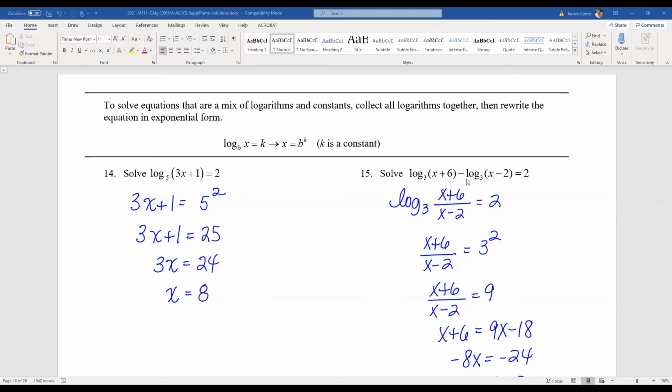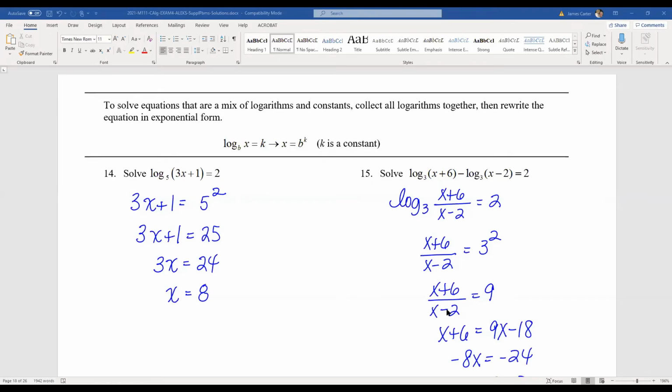Over here, I have 2 log terms. I have to simplify that to a single logarithm. They're both base 3, so I can use the division property to simplify this expression. That gives me the x plus 6 over the x minus 2, all log base of 3. Now we're going to take this log base of 3 equals 2, and we're going to convert it to exponential. The base remains the same. Here's the power. Here's the solution or the argument. Okay. 3 squared is 9.